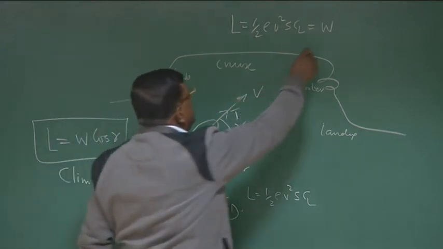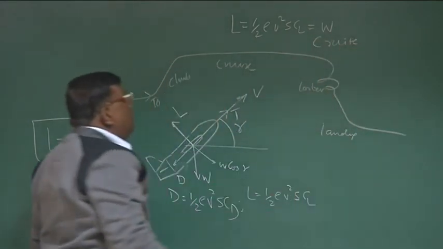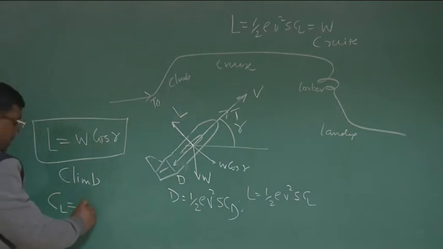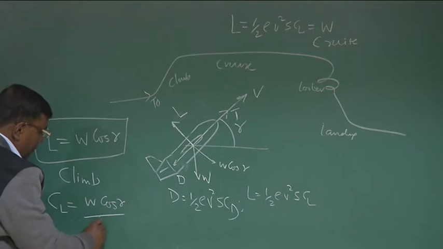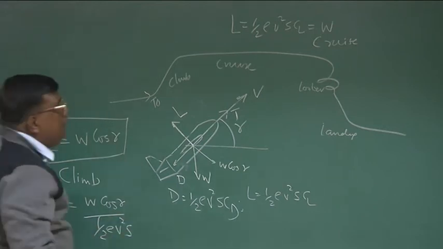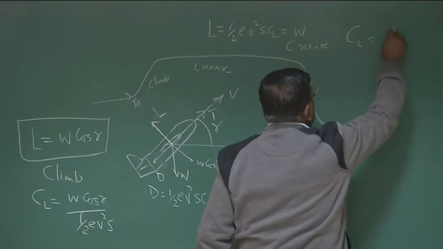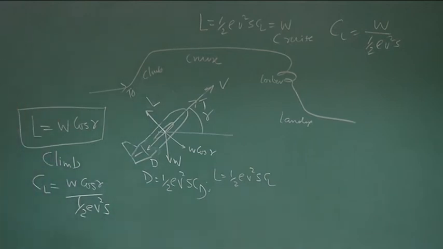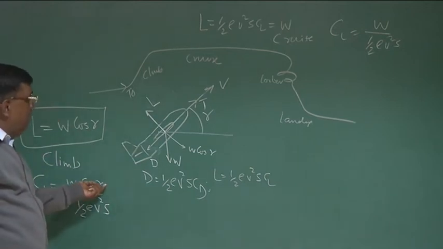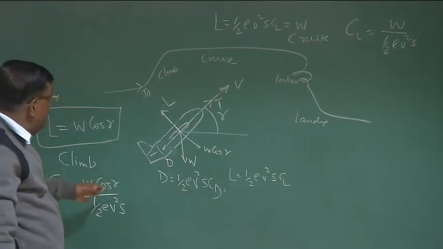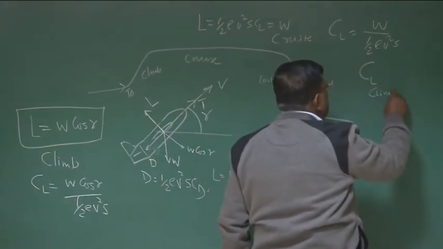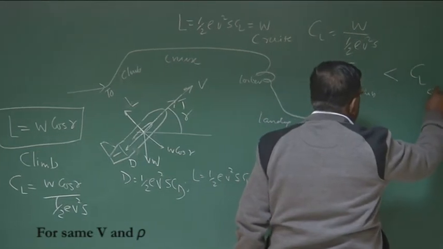So what is the difference in climb and in cruise from the point of view of trimming the airplane? From here, CL will be W cos gamma by half rho V square S, and here the CL will be equal to W by half rho V square S. So which CL is more? Definitely cos gamma, gamma is some positive number if it is climbing. So CL climb is less than CL cruise.